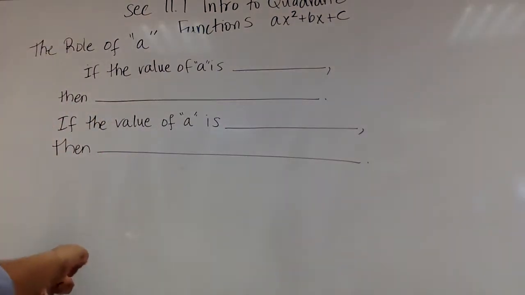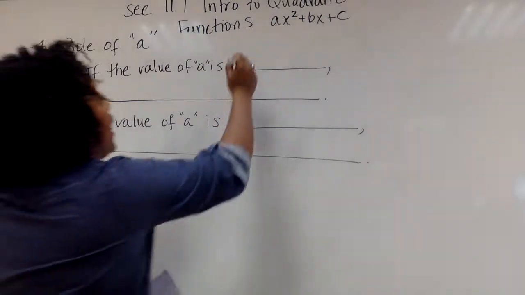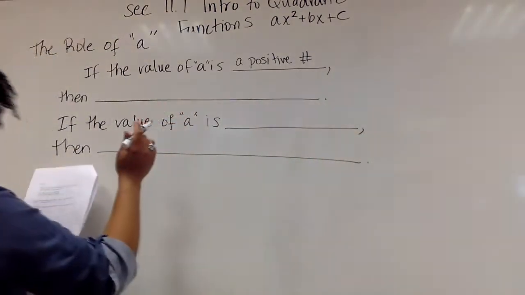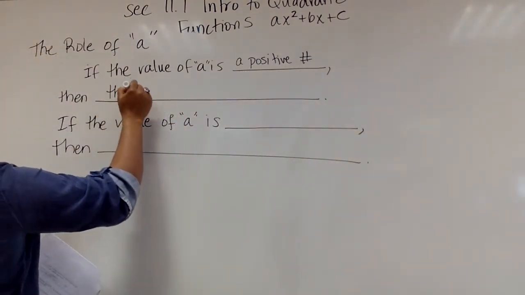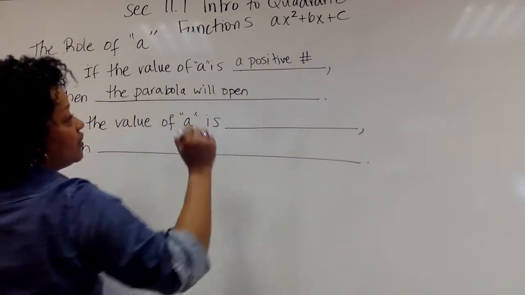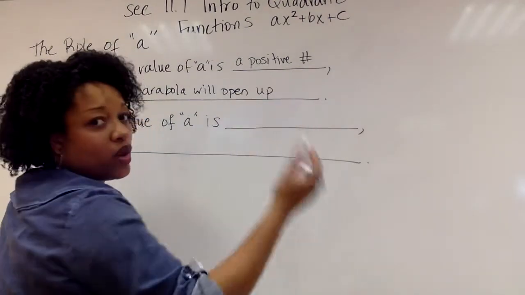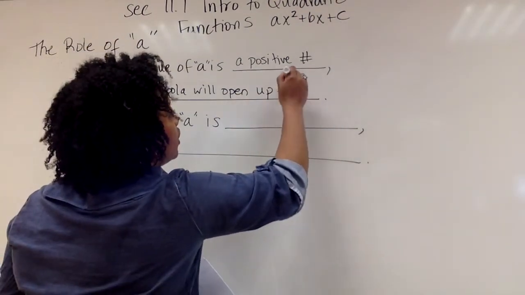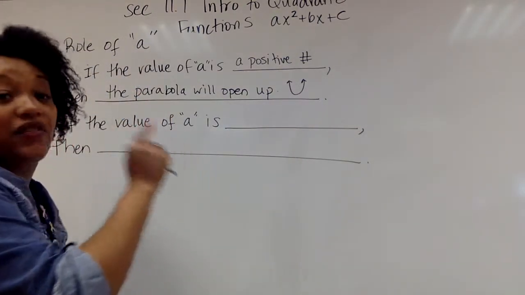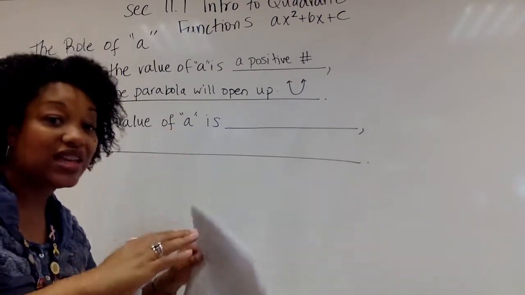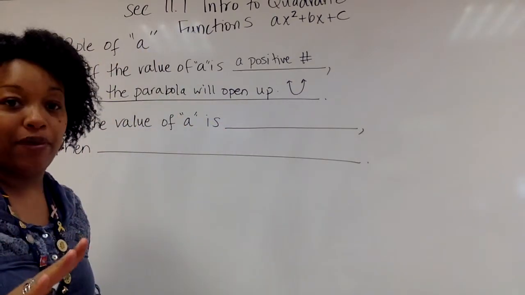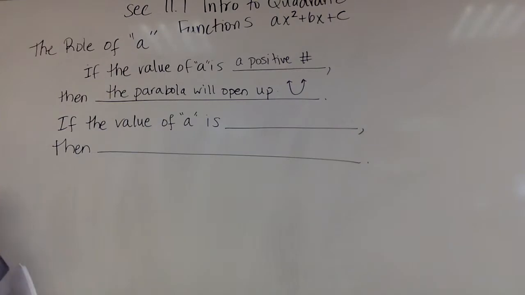If your value of A in your function is a positive number, then the parabola will open, this is what you're putting in the blanks, upwards. I don't know if that's a word, but will open up. So your graph will look like that. Anytime the A is positive, you know at least that's what the graph is going to look like. Now, you may not know where the axis of symmetry will be, but that tells you it's going to be open up. All right, so fill in the blanks there for that first sentence.